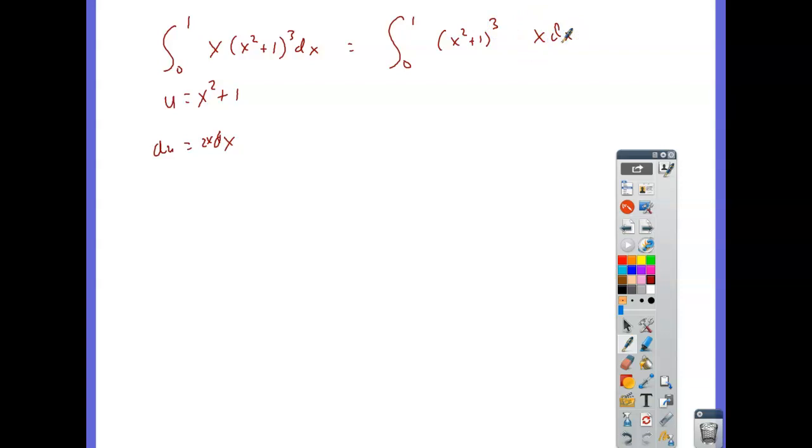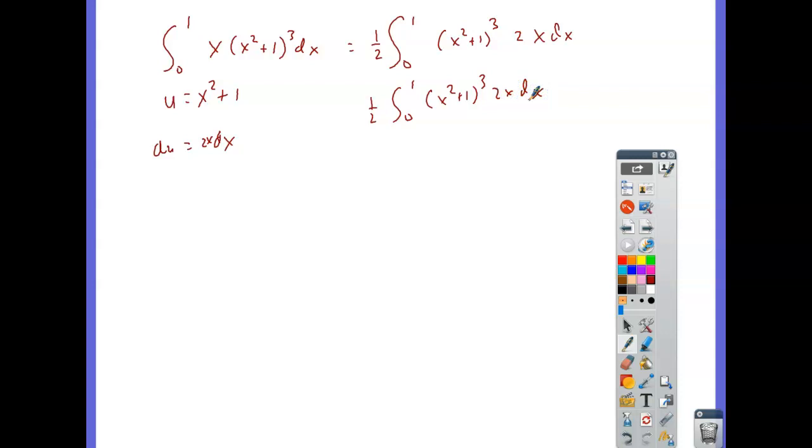Agreed? All right. So the next step, I would recognize I need a 2 here. So I put a 1/2 out in front, right? Then I got 1/2, the integral from 0 to 1, x squared plus 1 to the 3rd, 2x dx. Everything ready to go? Okay.